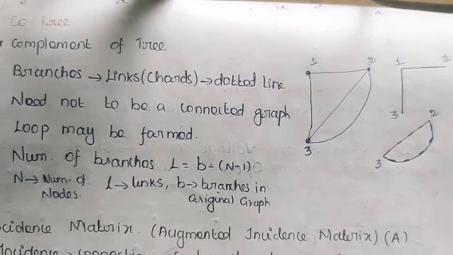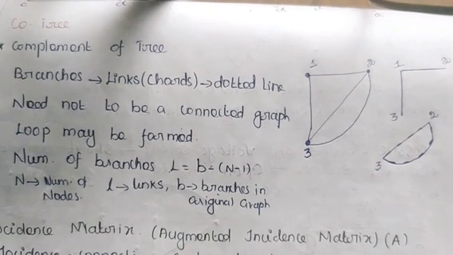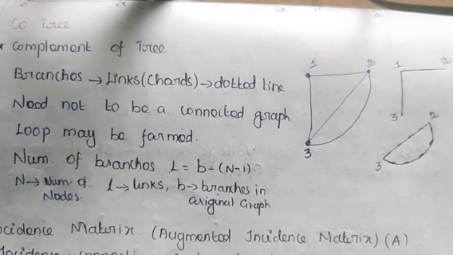A co-tree is the complement of the given tree. Its branches are called links or chords, and we represent the co-tree by dotted lines. An important point here is that a co-tree need not be a connected graph, which means loops may be formed.